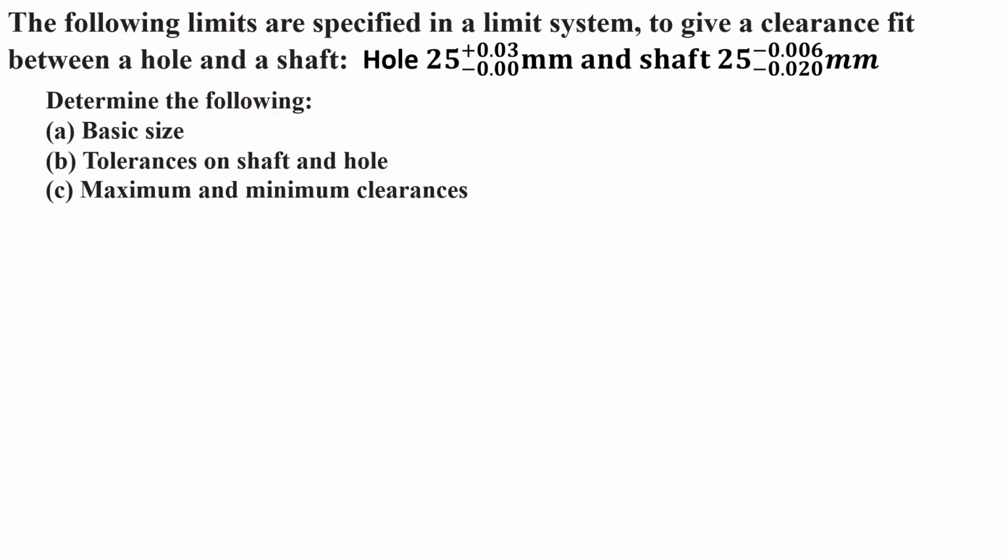Let's see the problem. The following limits are specified in a limit system to give a clearance fit between a hole and a shaft. Hole: 25 +0.032/-0.00 mm, and shaft: 25 -0.006/-0.020 mm. Determine the following. First, the basic size; second, the tolerances on the shaft and hole; and third, the maximum and minimum clearances. Let's see the solution.